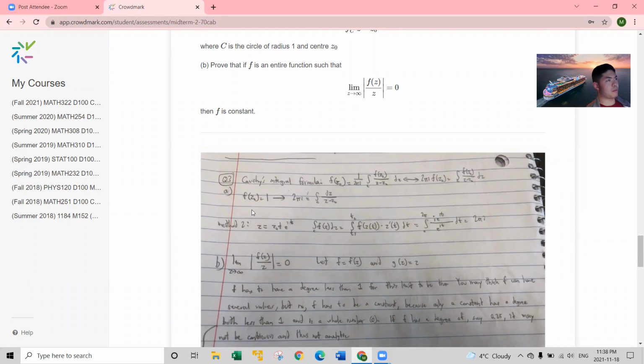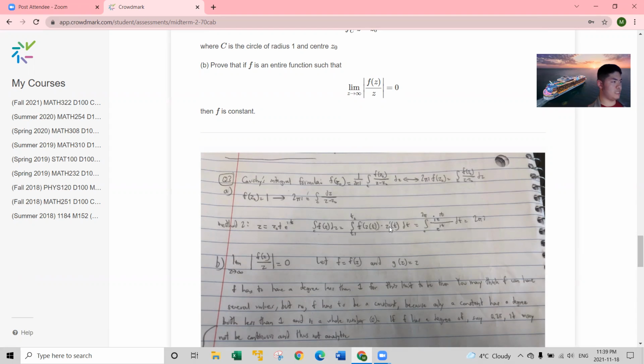I'm going to parameterize z in terms of t. The unit circle is expressed as e to the power of it, so z is z naught plus e to the power of it. When evaluating a contour integral, the general formula is the integral over C of f of z dz equals the integral from t1 to t2 of f of z of t times z prime of t dt. The circle goes from 0 to 2 pi. I skipped a few steps here.